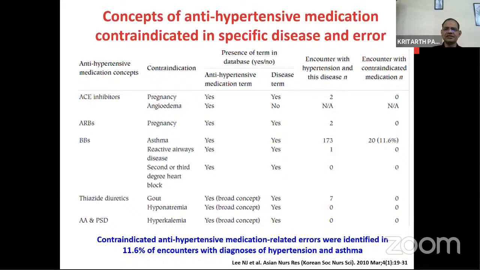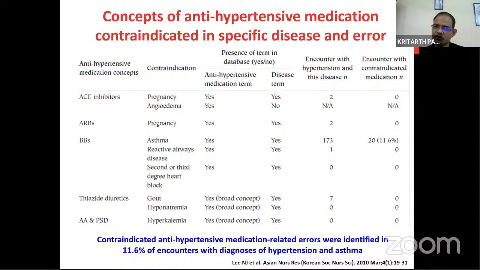Concept of anti-hypertensive medication contraindicated in specific disease. Physician error is very rare, but beta blockers are prescribed frequently even in asthmatics. But we can't ignore the beta blockers' benefit in the cardiac patient. So that may be the reason they are prescribed beta blockers in the asthmatic also. But if there is reactive airway disease, it should not be given.